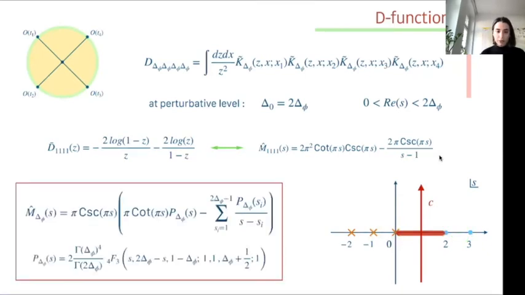We were able to find a closed form to express the Mellin of this D function, which is quite interesting because in position space, there is no closed form to represent D functions. And it has this form where P of delta is this polynomial expressed here in terms of hypergeometric functions.